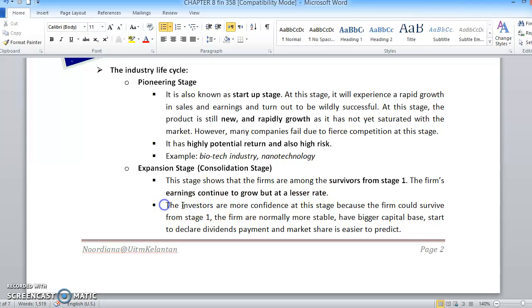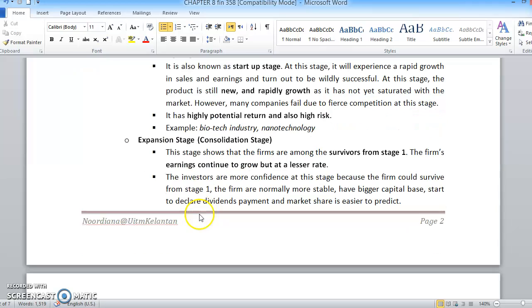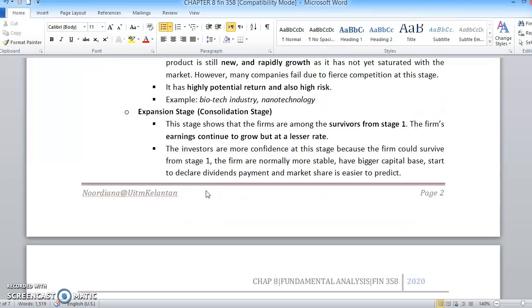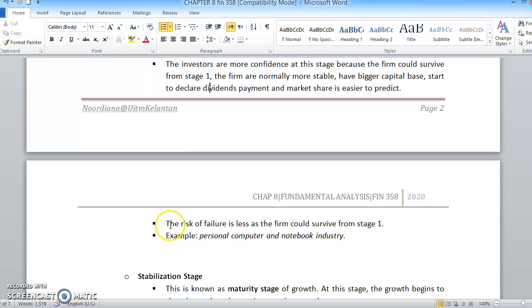Okay, so the investors are more confident at this stage, however, because the firm could survive from stage 1. So the firms are normally more stable, they start to declare dividend payments, and market share is easier to predict. Okay, so if the company is at the expansion stage, it will be easier for you to predict the share price movement. Okay. So, however, the failure rate is less as the firm actually could survive stage 1.